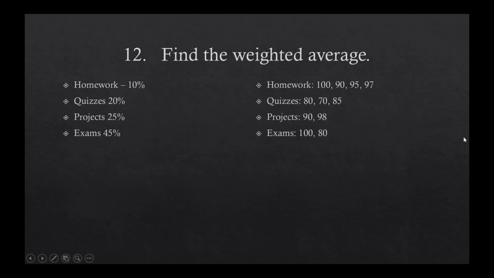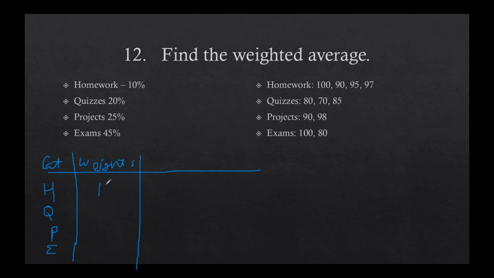The first thing we're going to do is a percentage problem. And I know it's a percent because I have percents. When you have a percentage problem, the weights should always add up to 100. In this case, they do. I'm a very big fan of organization, so I'm going to start with my categories. I've got homework, quizzes, projects, and exams. Then I need my weights. Homework is 10%. Your weights are going to keep the percents with them. Projects are 25 and exams are 45.